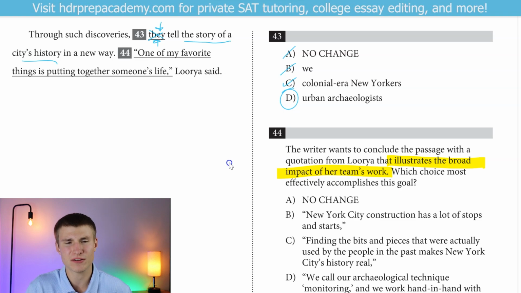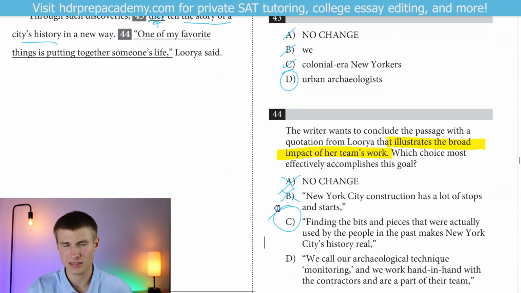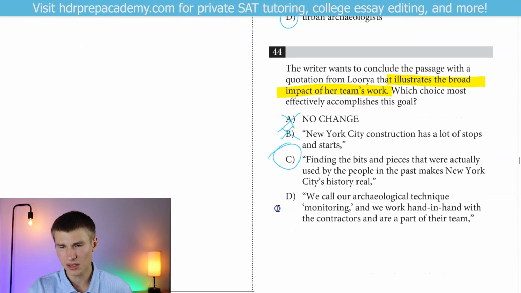So you have option A, one of my favorite things is putting together someone's life. No, that's too specific. Option B, New York City construction has a lot of stops and starts. Irrelevant. C, finding the bits and pieces that were actually used by the people in the past makes New York City's history real. Yes, that's right on. It's showing the broader impact. It's not too focused in on one part. Then we look at option D, we call our archaeological technique monitoring. That's not focusing on the broader impact at all. That's focusing on some specific technique, so that's really way off.